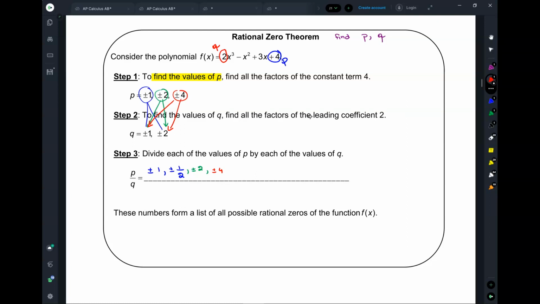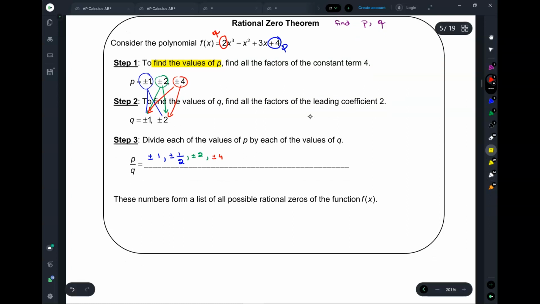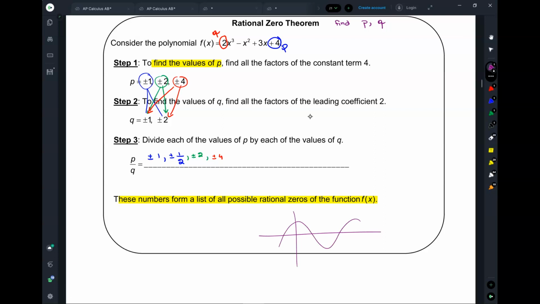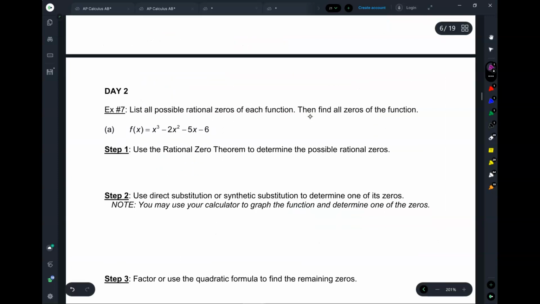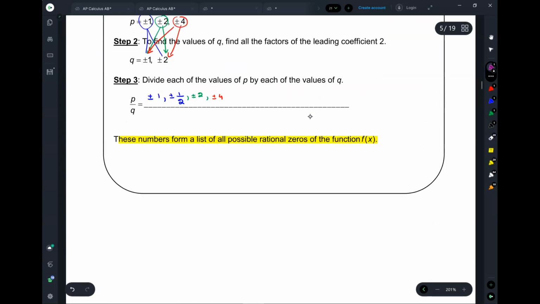So now, these numbers form a list of all possible rational zeros. If that function at the top crossed the x-axis at some rational number, it's got to be either 1, -1, half, -half, 2, 4, and so on. All right, so let's move on. Oh, we're not going to move on. That's where we're going to end today.